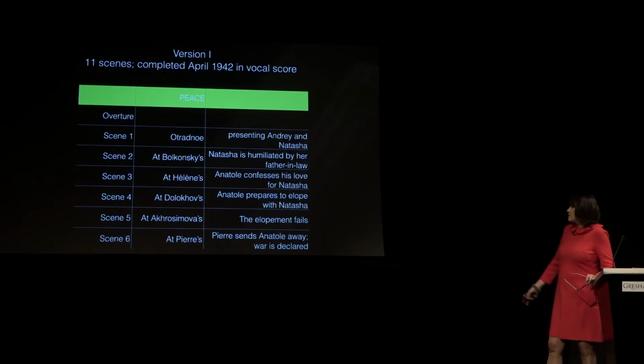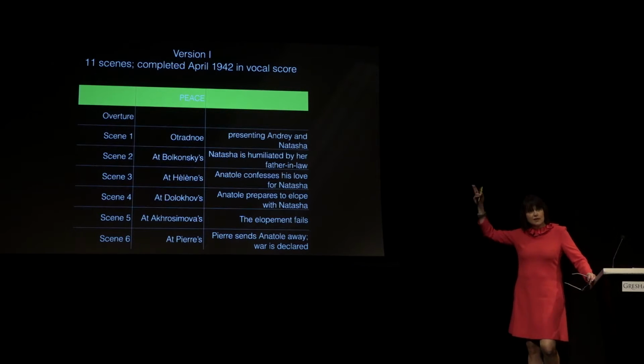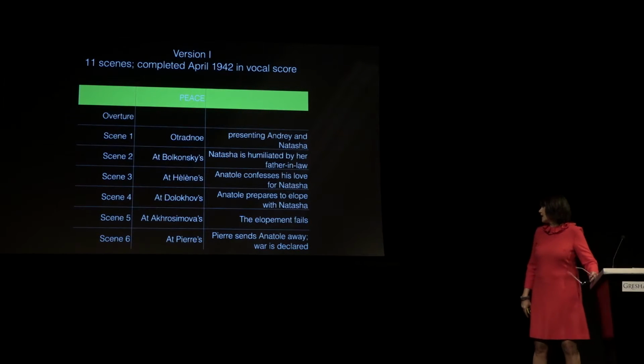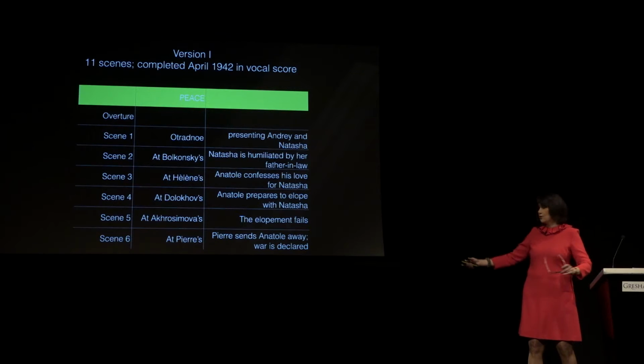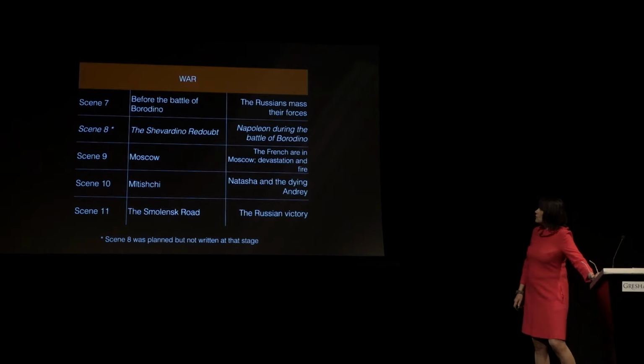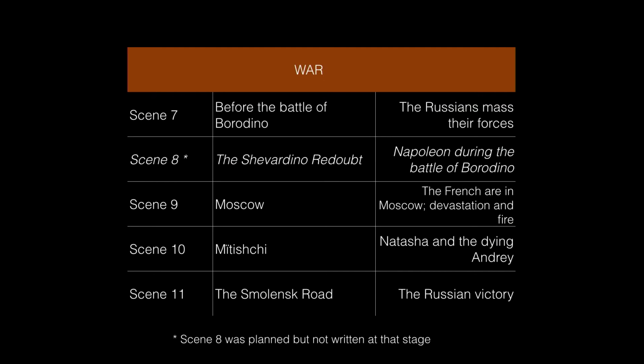So this is all very tragic, and then Pierre Bezukhov, who will eventually become Natasha's husband, sort of saves the situation. He sends Anatole away, and at that moment, war is declared, end of peace. And then you have the second part, which is war, and that's another 5 scenes. A very important scene is scene 10, when Natasha and Andrei meet again. Yeah, and she can actually ask for forgiveness, and he's completely forgiven her by that stage, and their love is sparked again, but at that point he dies because he's been gravely wounded in the war.